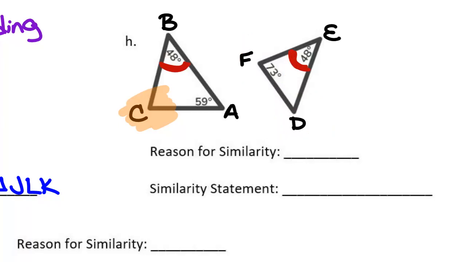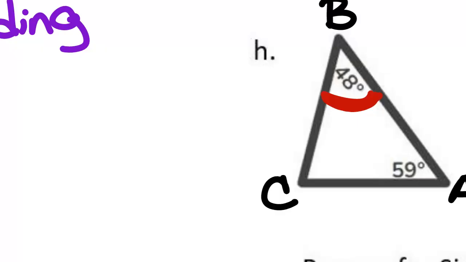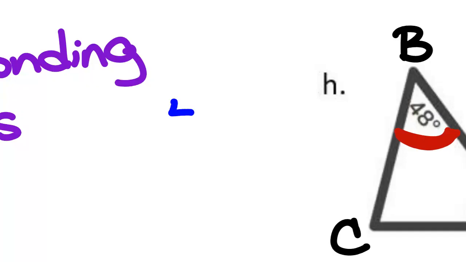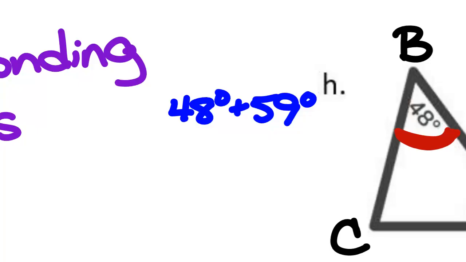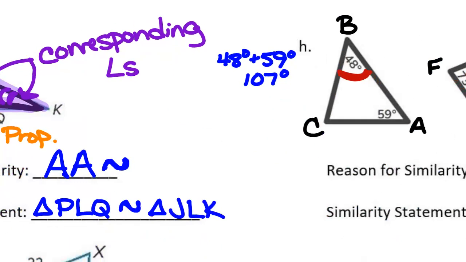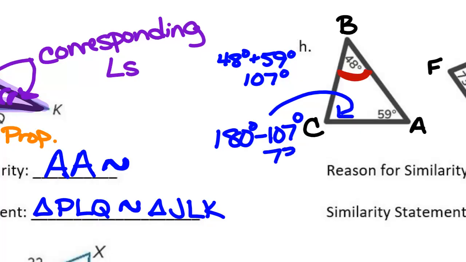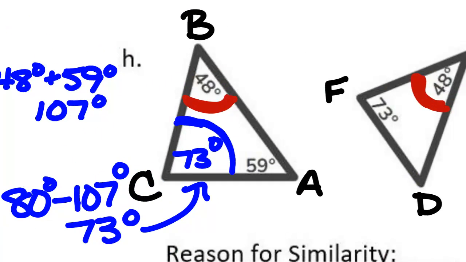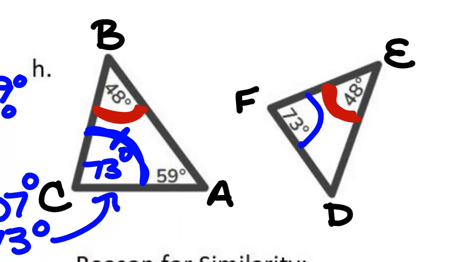Yes. How would I figure that out? Yeah, we want to add our two angles together and then subtract them from 180. So I'm going to take 48 plus 59. What does that give me? 107. And then I'm going to do 180 minus 107. We get 73 degrees. So this angle right here is 73 degrees. Well, that is congruent to angle F.